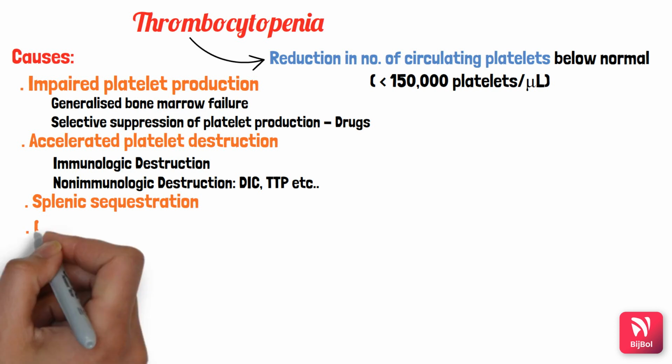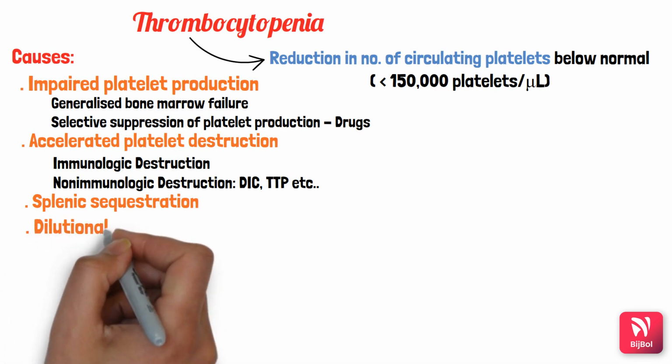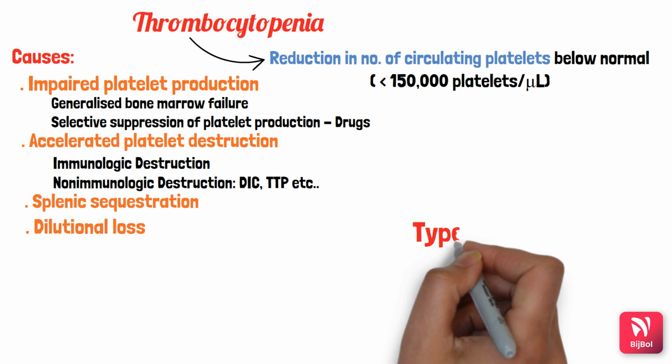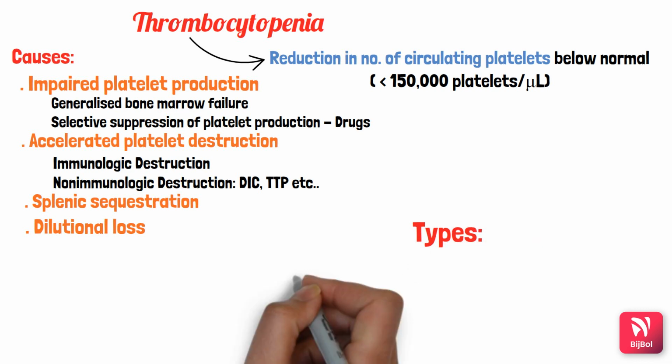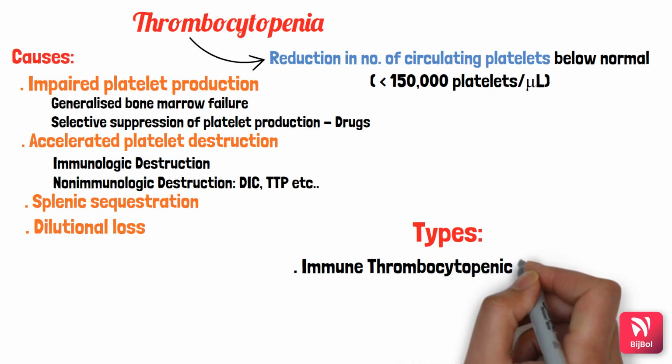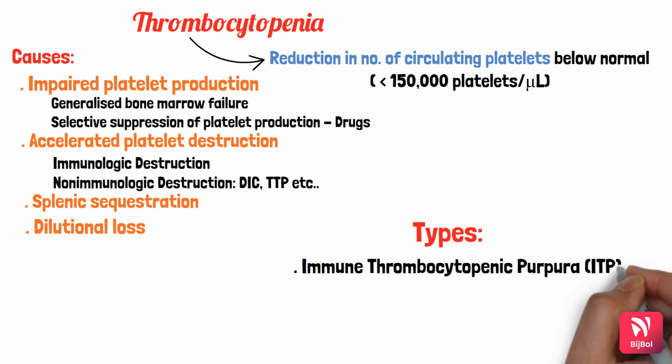And the next cause of thrombocytopenia is dilutional loss. So this dilutional loss is seen in massive transfusion. So whenever there is any massive blood loss, there will be multiple transfusions to that person. If a massive transfusion of old stored blood, wherein there will not be any platelets, then thrombocytopenia can occur.